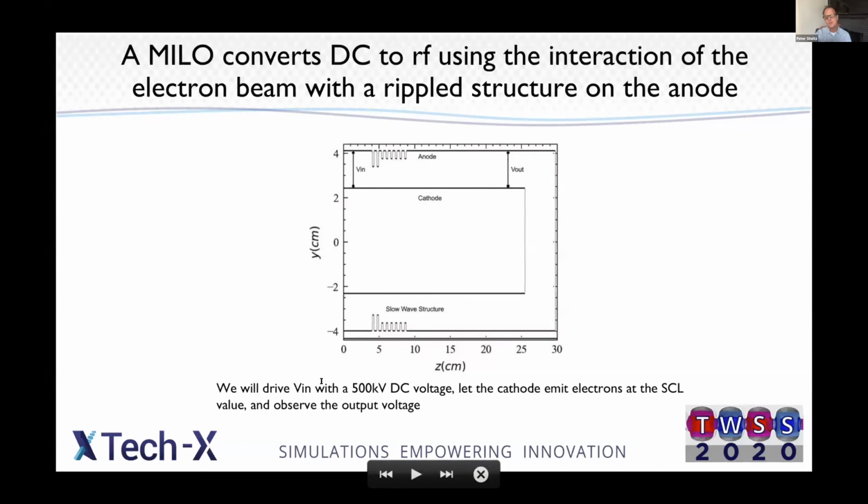Oh, I will mention that the drive voltages are typically really high. Like I said, you're trying to get as much power out of this thing as you can. So we're talking about 500 kilovolts on the input side. I think you remember the picture at the beginning. I can go back to it real quick.